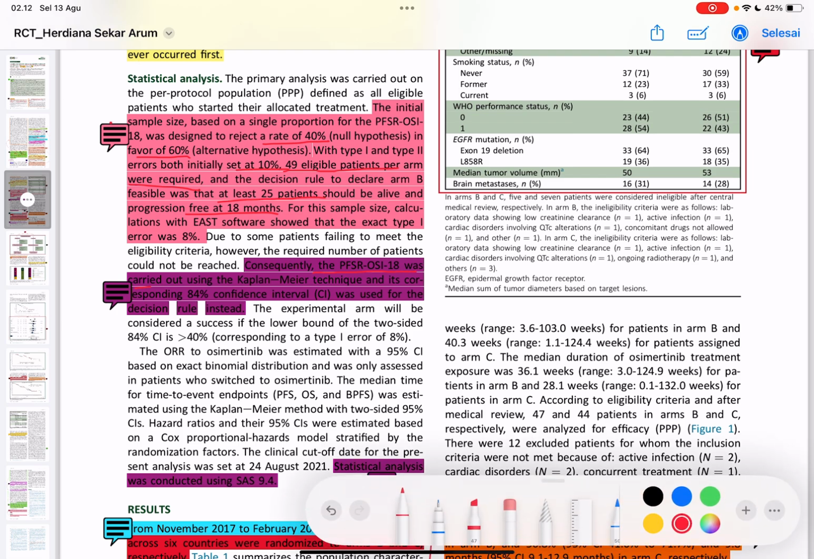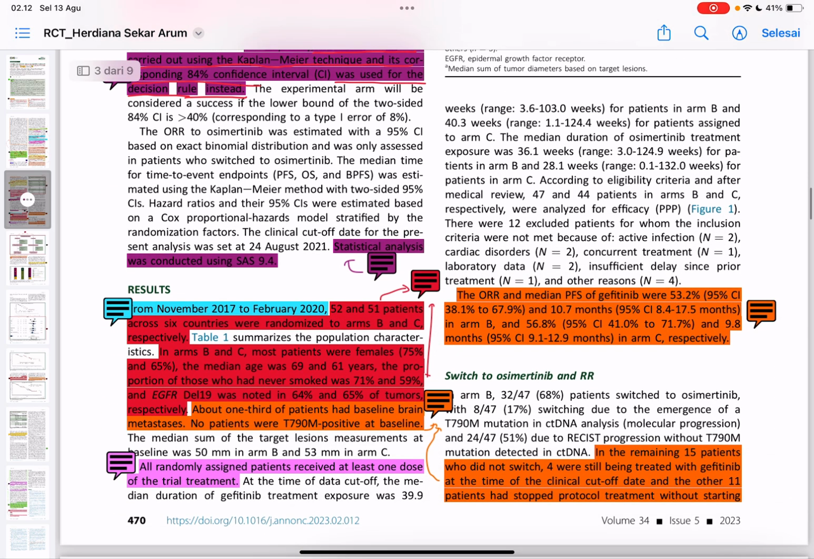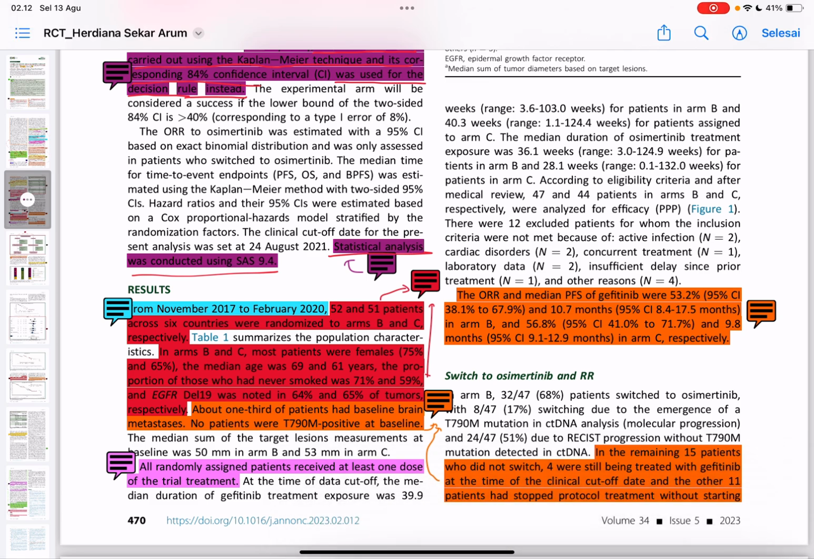The PFS at 18 months was carried out using the Kaplan-Meier technique and its corresponding 84% confidence interval was used for this decision rule instead. And statistical analysis was conducted using SAS 9.4. Next, we have the result.